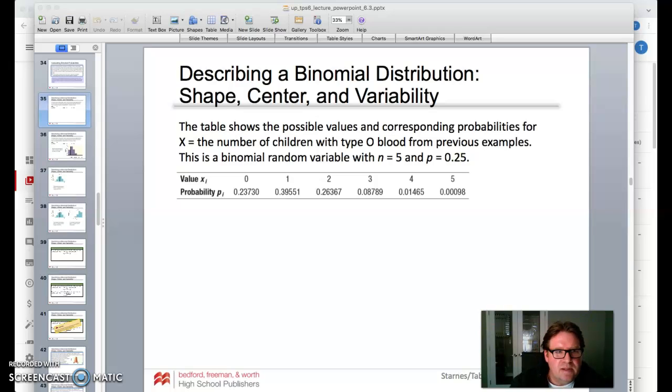All right, welcome back to 6.3. We're down on the second part of this, and we're going to continue our discussion with the binomial distribution, looking at shape, center, and variability. Some interesting formulas come out of this, so we want to jot those down as we go.